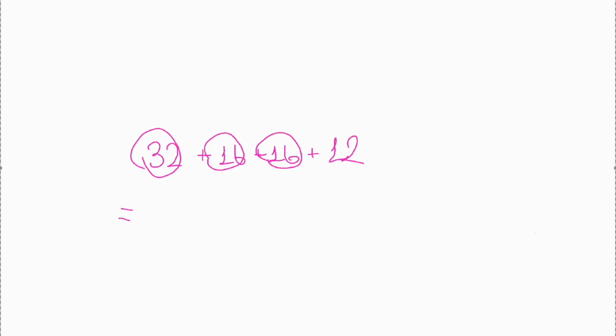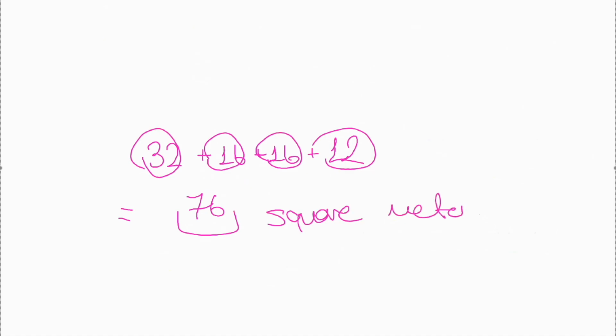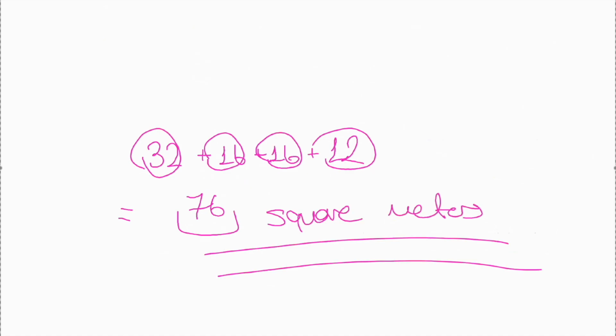So in total, we have this. If we sum these up, in total we have 76 square meters. Okay? As you can see, it's easier to solve these real life problems and find their areas easily with the formulas of triangle, rectangle, and square.